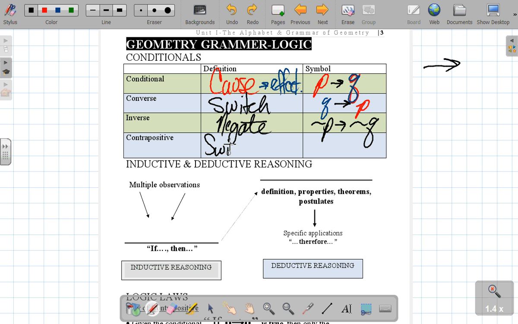Contrapositive, you do both. You switcheroo and you negate. Switch and negate. Leave that right where you can see it.